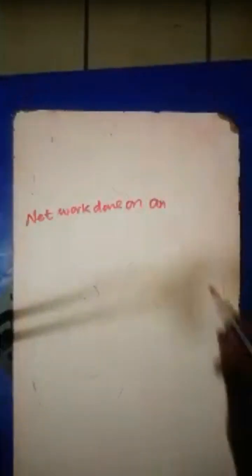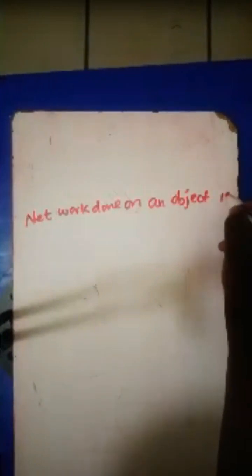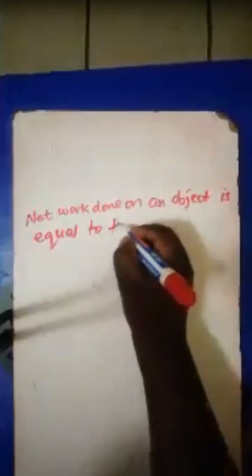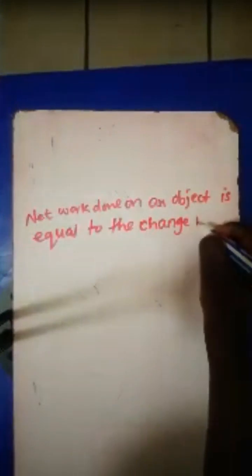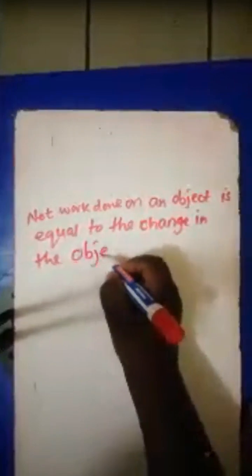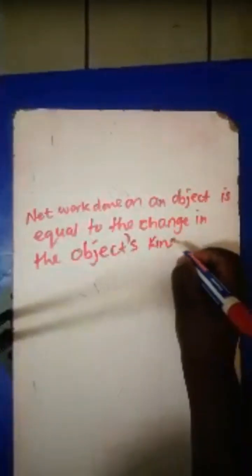Net work done on an object is equal to the change in the object's kinetic energy.